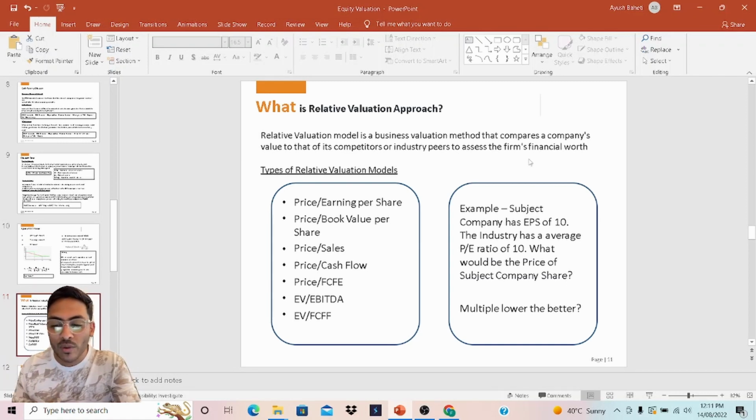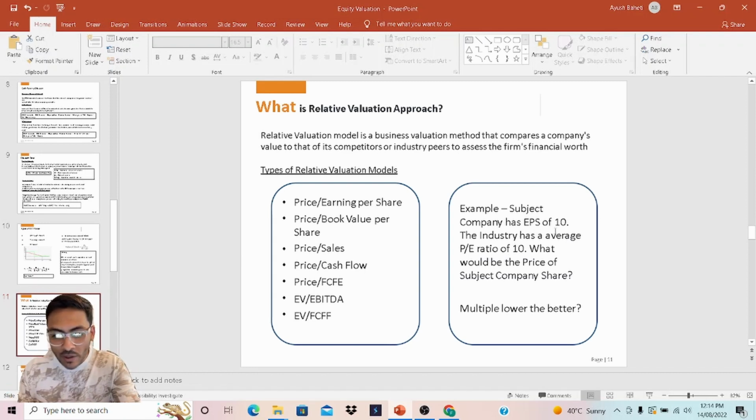Okay, let's try to understand this through an example. So the subject company, which is our company, has an EPS of 10. So EPS stands for earning per share. Now the formula for earning per share is the total earning divided by number of shares. Now why are we calculating EPS? Because it's not necessary that the earning that we are making is similar to a company which is listed in the market. It could have 10 times, 20 times or more earning than what we are making. To make it comparable, what we do is we calculate the earning per share.